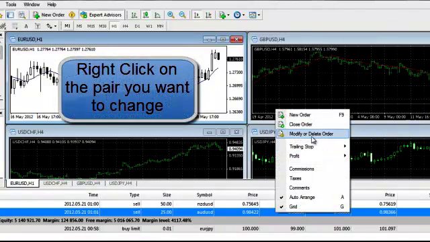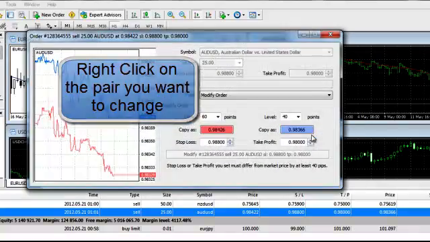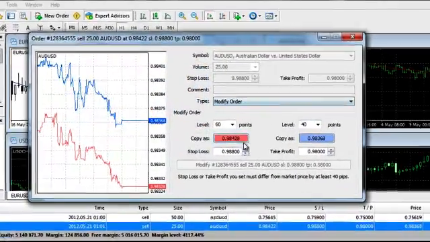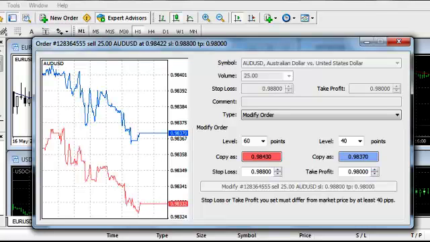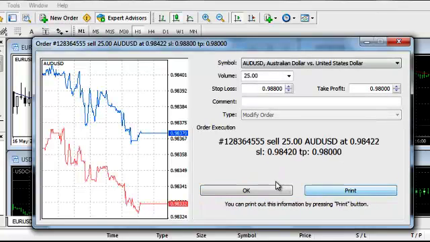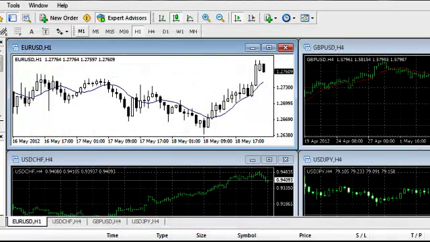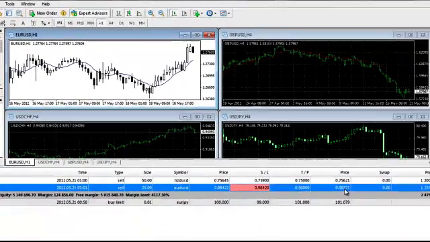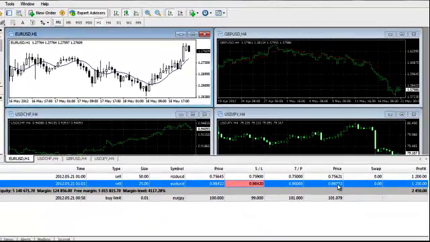You right click, click on modify or delete. You're going to click on modify. We want our stop loss to be our open price, 98.42. Now this software may not let me do this, but we'll make sure to see if it does. There it goes. Now what will happen is, if this price moves down, we're only up 5 pips. If this price moves up 5 more pips, it's going to close out that trade at 0.